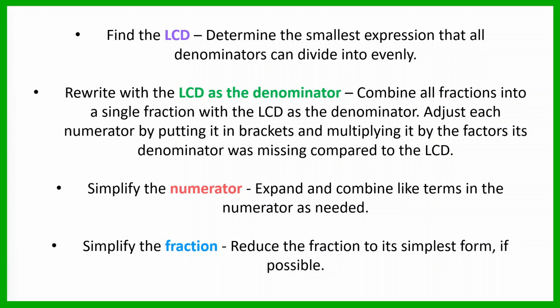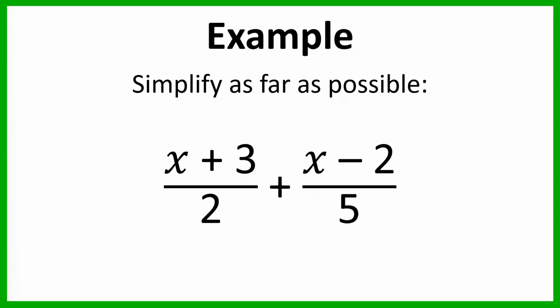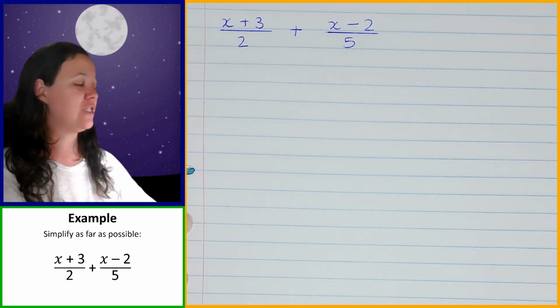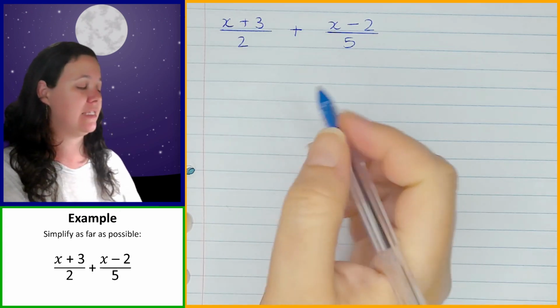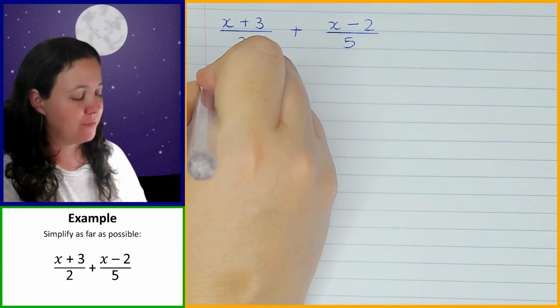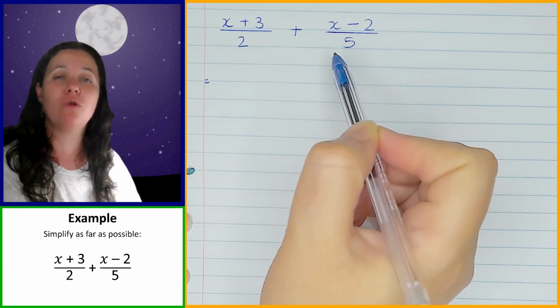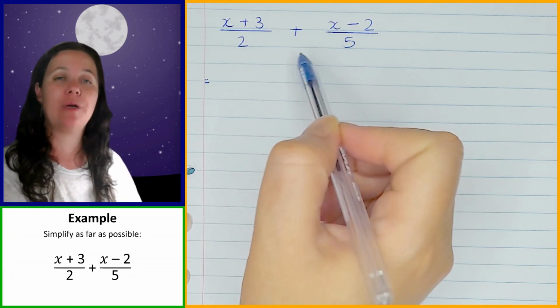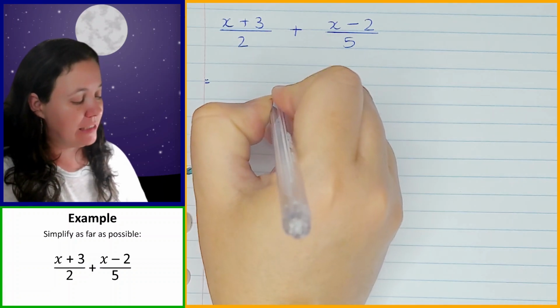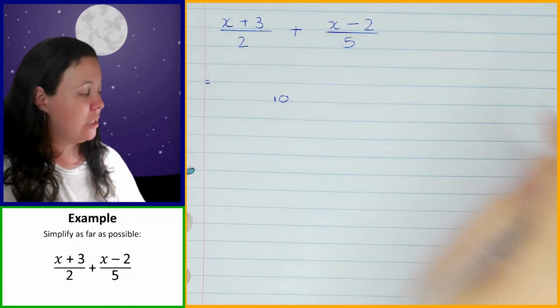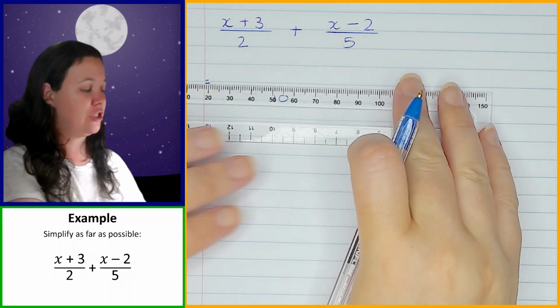So now let's go and have a look at an example. In this example, we've got x plus 3 over 2 plus x minus 2 over 5. Okay, so let's have a look at how we would do this question. First of all, we need to find the LCD. I've got a denominator of 2 and a denominator of 5. The smallest number that both of those can go into is 10. So my LCD is going to be 10. So I'm going to have a fraction that is over 10.